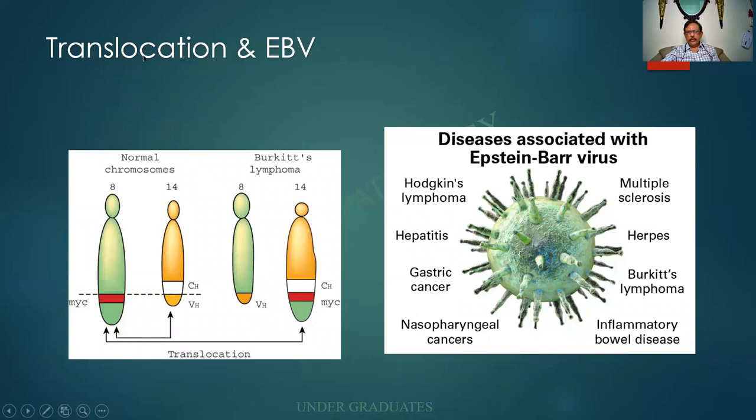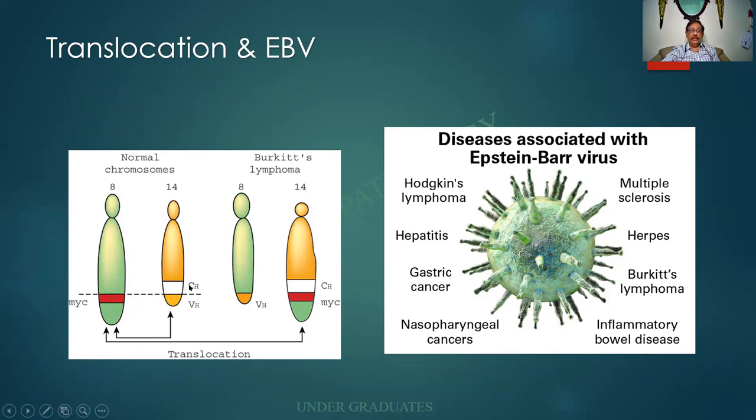It is associated with chromosomal translocation. This is chromosome 8, chromosome 14. This is a short arm, this is a centromere over here, this is a long arm. This is another long arm, centromere and the short arm. You find that there will be a translocation from chromosome number 8 to chromosome number 14.